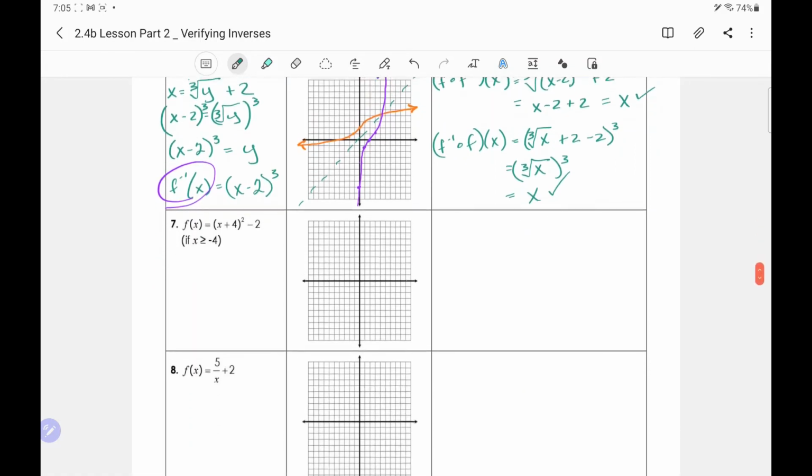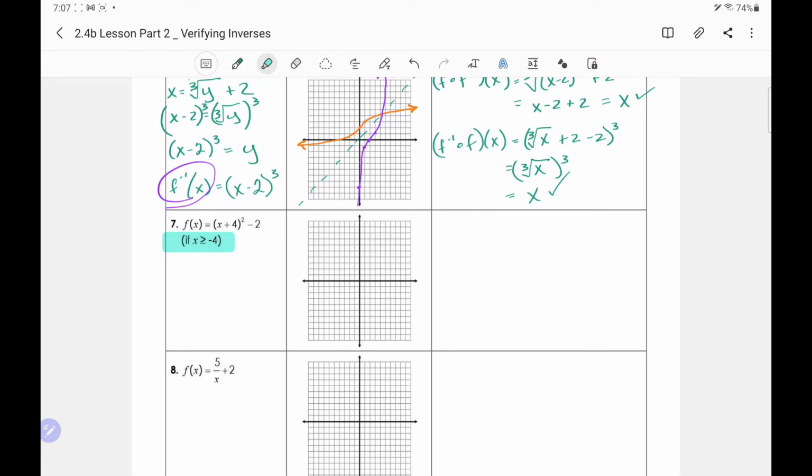You can try the same thing on number 7, but let's first discuss the restriction on the domain and how that might affect your problem. And then we'll also look at 8 and 9 because that also will have restrictions. So on number 7, we are told that we have x plus 4 squared minus 2, and it says if x is greater than or equal to negative 4. This is helpful. When we find the inverse, we'll need to check what is the restriction on that.